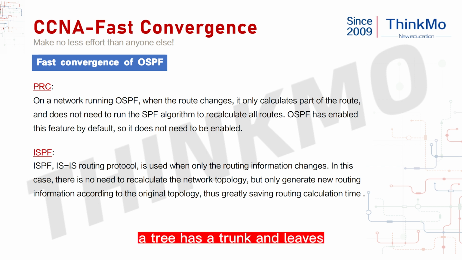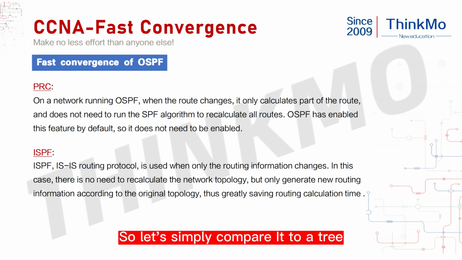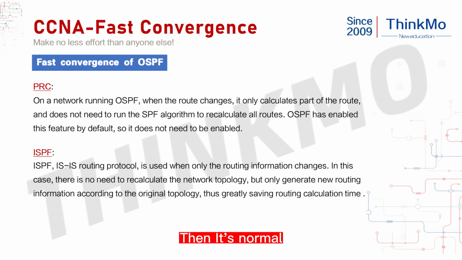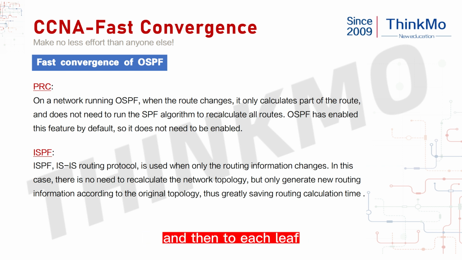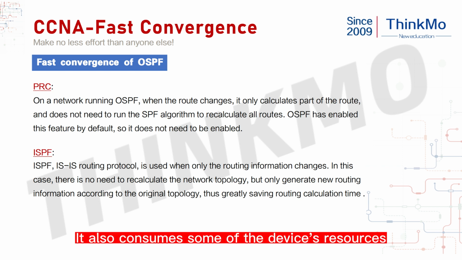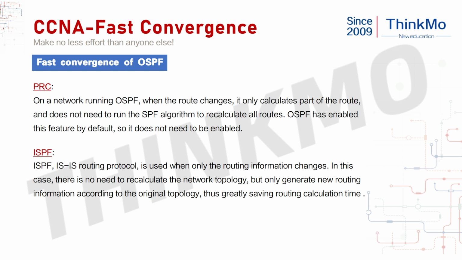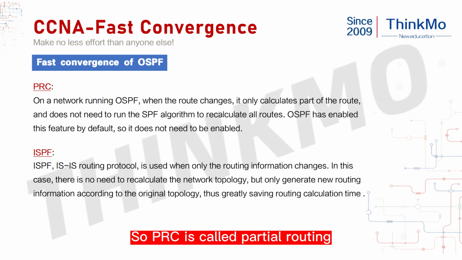So we all know the SPF algorithm. A tree has a trunk and leaves. So let's simply compare it to a tree. Normally when the leaves fall off, then it's normal. If there is no PRC, the whole OSPF needs to be recalculated, from the root to the branch, and then to each leaf. It's relatively tedious. It also consumes some of the device's resources. It's totally unnecessary. It's just a leaf falling off. So why recalculate? So PRC is called partial routing.